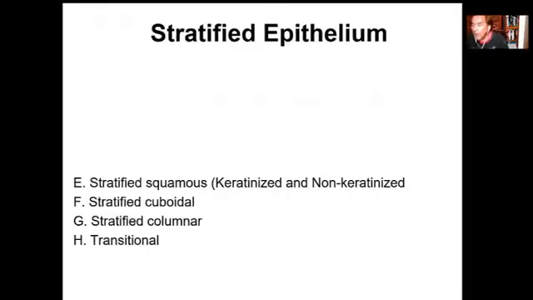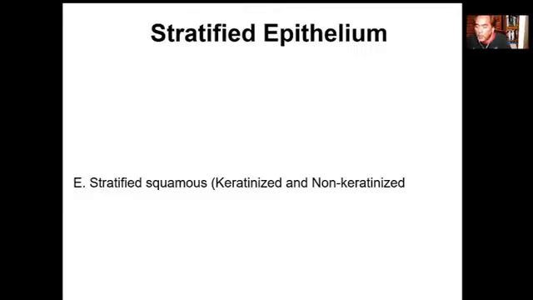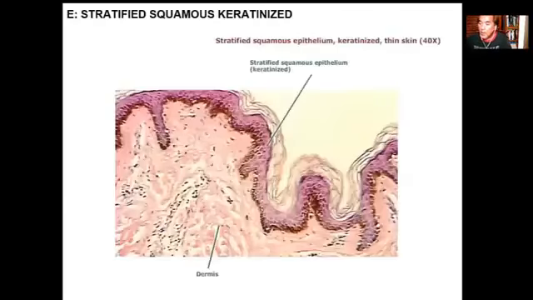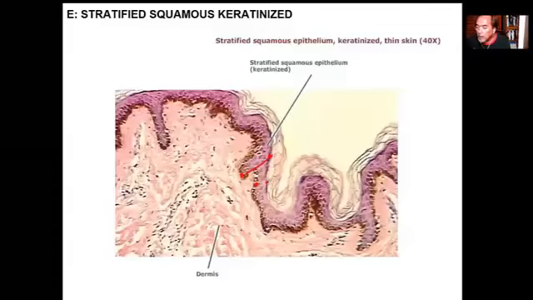Now we're moving to the stratified epithelium. Stratified means more than one layer, but for stratified squamous, we have either keratinized or non-keratinized. Here is keratinized. Why? The epithelium is from here to here. That's the epithelium. This is also the epithelial layer. I'm sorry, from here to here, and then from here to here. Why was this included? This is actually the dead cells of the skin.